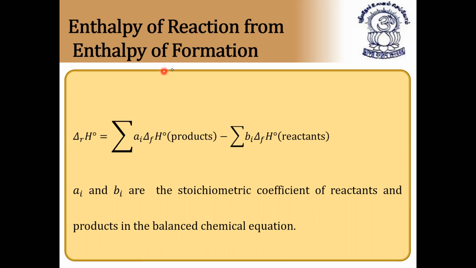So what is the meaning of this? For example, if I say here 2H2 plus O2 gives rise to 2H2O. For this reaction, the standard heat of reaction is equal to 2 times delta H of products. What is the product? We have water. So 2 into delta H of water, minus 2 into delta H of hydrogen.